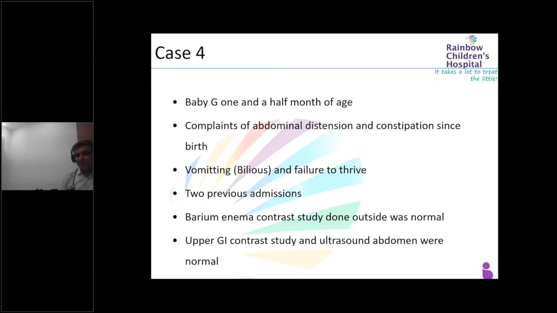The baby had been evaluated previously and admitted twice. A barium enema done outside was normal, and an upper GI contrast study done to rule out malrotation was also normal. The ultrasound abdomen was also normal.